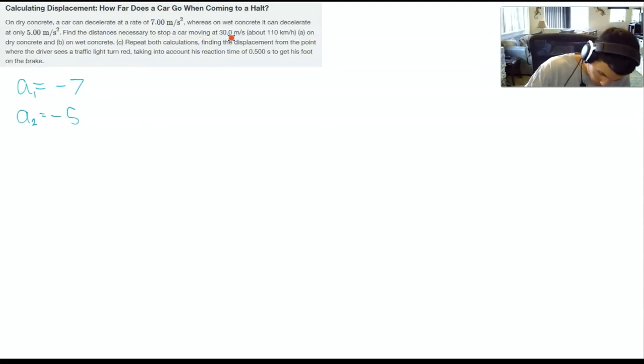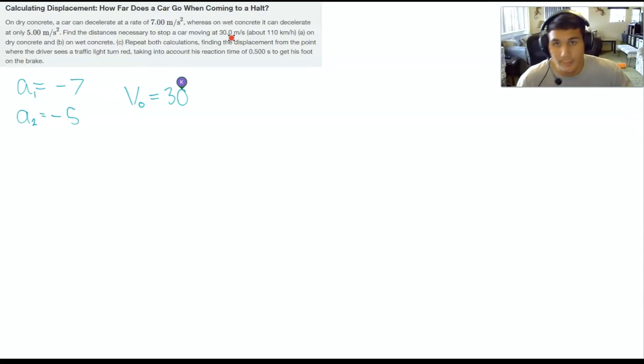We want to find the distance necessary to stop if the car was moving at 30 meters a second. So we're going to say v0, and v0 is the same for both, right? It is equal to 30.